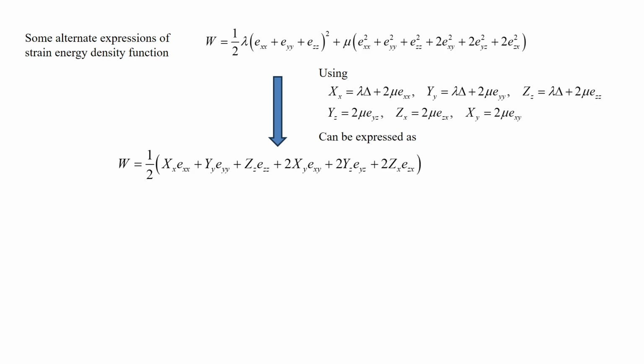We can also use similar expressions for finding an alternate expression for the strain energy density function. Here, this W is the strain energy density. It is energy per unit volume, the elastic energy stored per unit volume inside the body, and that is given by this. We presented this earlier, and here we can write this expression in terms of the stress components.